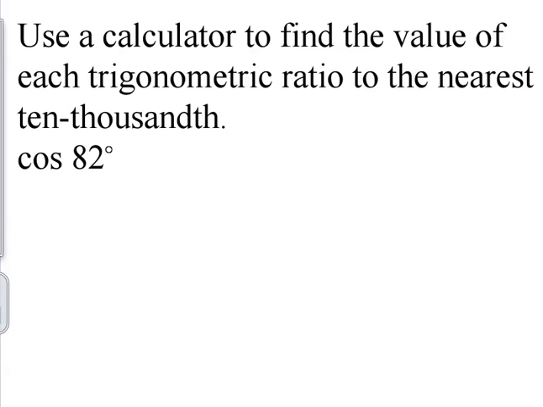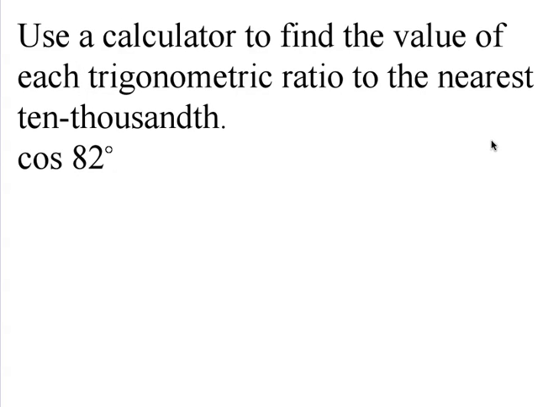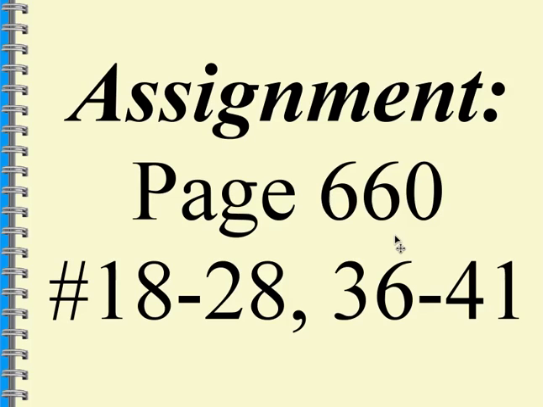Now tomorrow we're going to continue with this trig stuff. We're going to learn how you can actually solve the triangles if you have an unknown side. Okay, the answer is 0.1392. Make sure that you are rounding correctly. That's the biggest thing. So here you go. You need to do for me on page 660, 18 through 28, and 36 through 41.